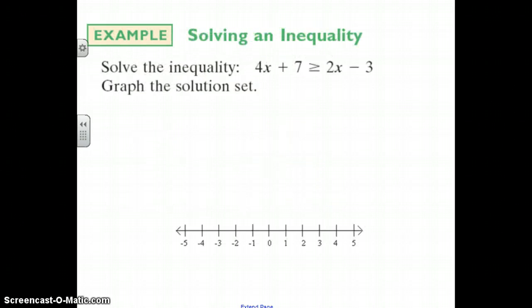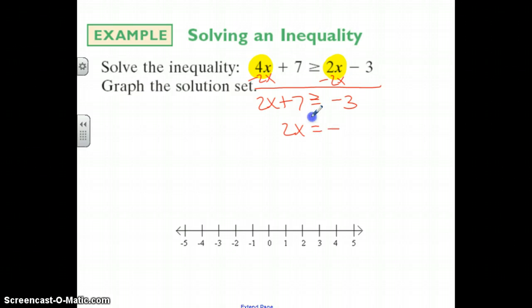So for this one, I'd probably like to get all of the x's on the same side. So again, my recommendation is get rid of the smaller x. So I'm going to subtract off 2x from both sides. So I'm left with 2x plus 7 is greater than or equal to -3. Next, I'll subtract off 7.